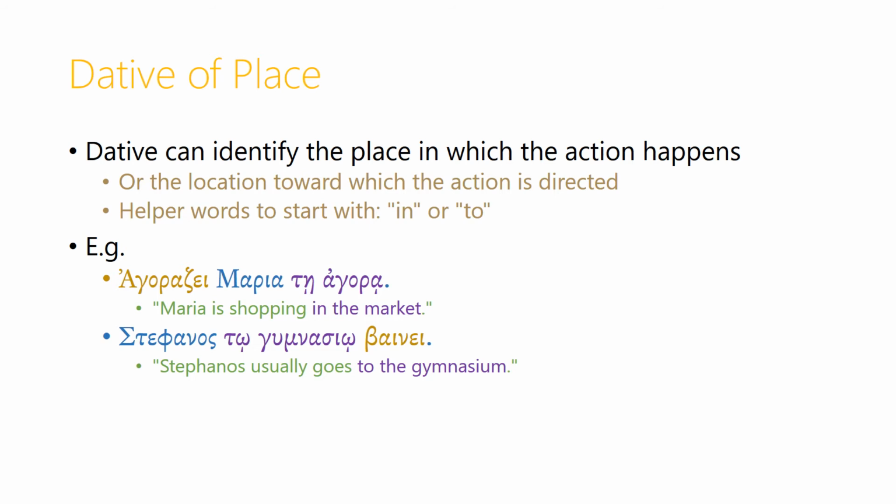With the dative of place, the dative nominal identifies the place in which the action of the verb happens, or the location toward which the action is directed. And we have helper words in or to that are often used in English translation. So we have the sentence, agoradze Maria te agora. Maria is shopping te agora, in the market. Stephanos te gymnasio bine. Stephanos usually goes to gymnasio, to the gymnasium.